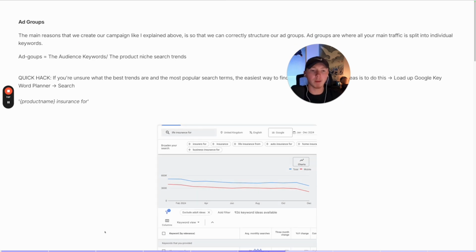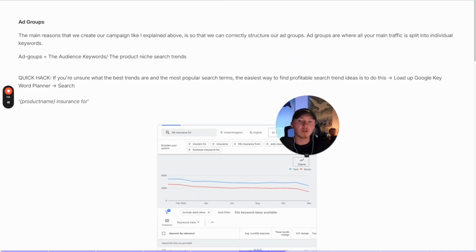So once you've got your campaigns nailed down, you're going into your ad groups. Now, the reason that we create the campaigns, like I explained above, is so that we can correctly structure our ad groups. Ad groups are where all your main traffic is split into individual keywords. So think about ad groups as the group of keywords that audience falls within. So here's a quick hack for you.